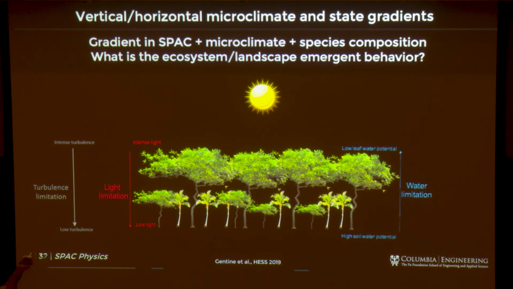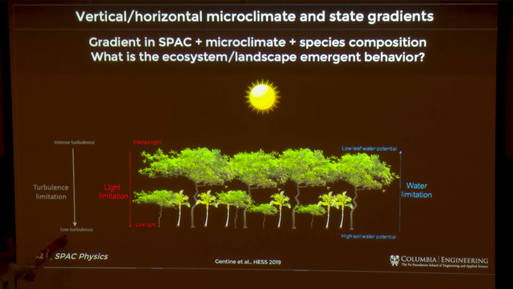And the question is also that we have huge gradients in terms of the microclimate that we will experience. So even within a tree itself, at the top of the tree, you might have very intense light. At the bottom, it can be relatively shaded. And you will have very strong water limitation as well. So at the top, you can have very low water potential and very high water potential at the bottom. And so water limitation might actually build up as you move up into a tree.